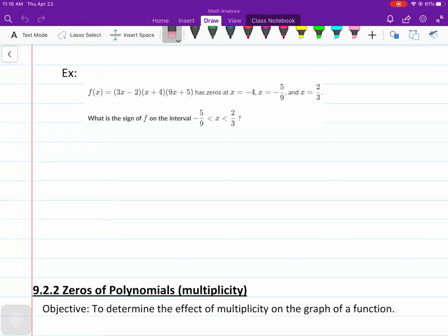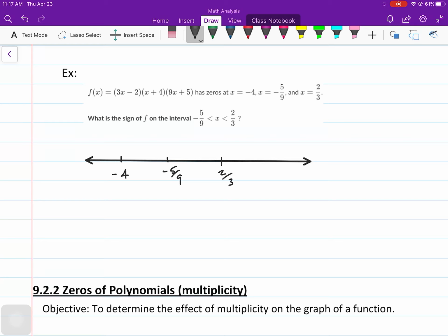Let's take a look at another example of positive and negative intervals. On this one, they already start us with our zeros, so let's go ahead and draw our number line. And so our zeros are -4 and -5/9 and 2/3. So you want to write those in order.